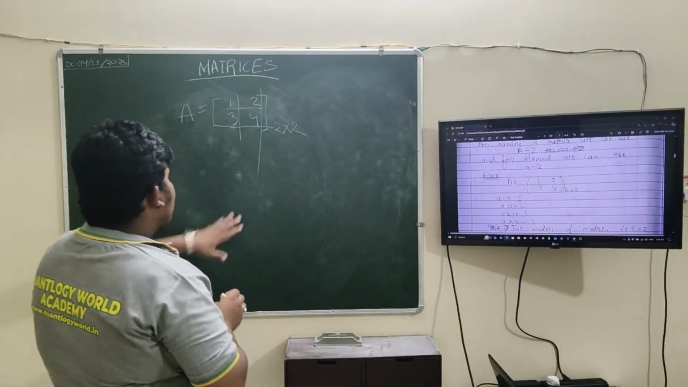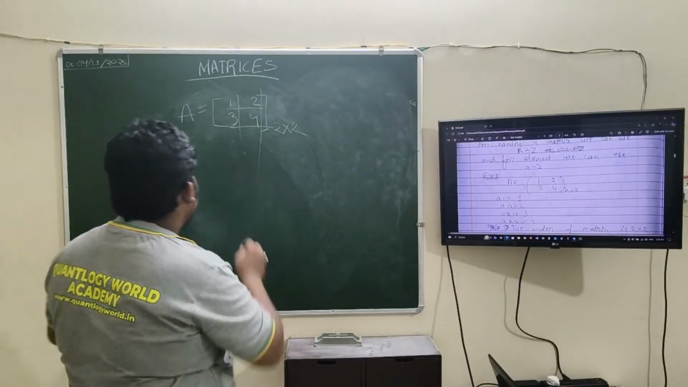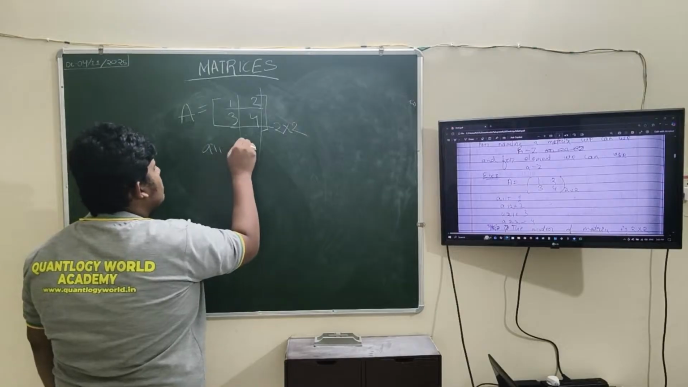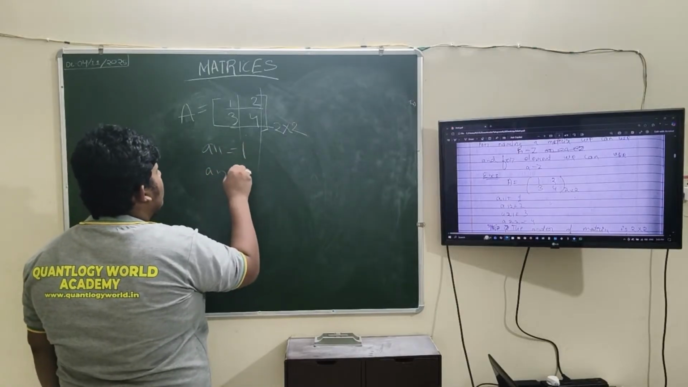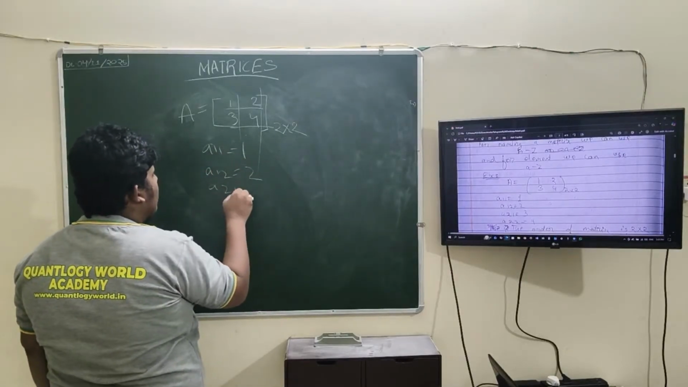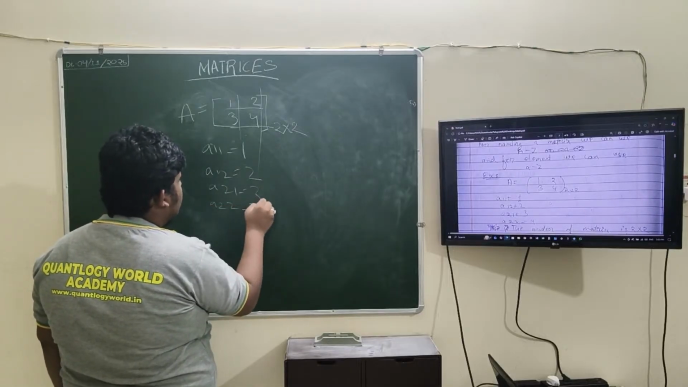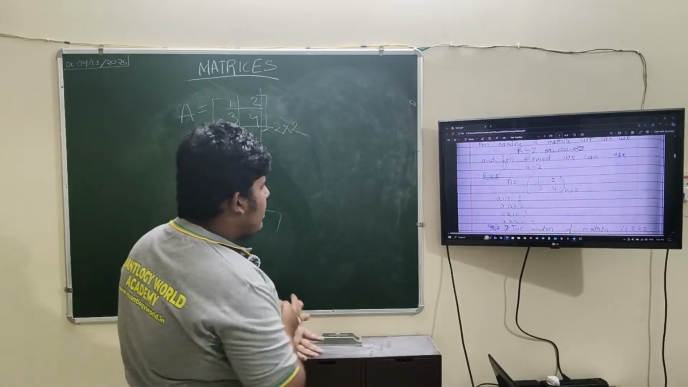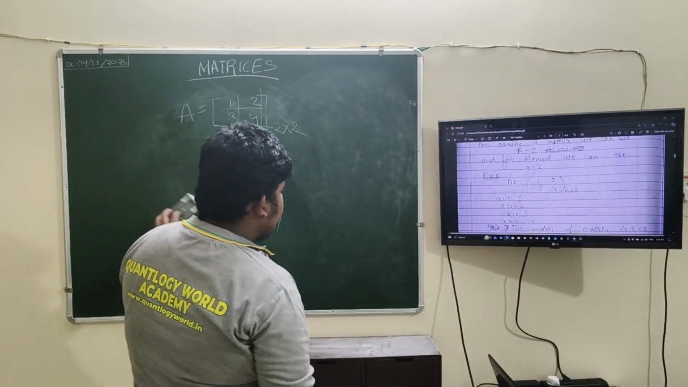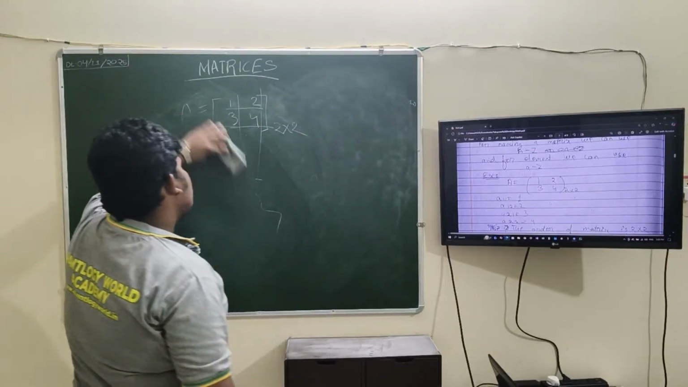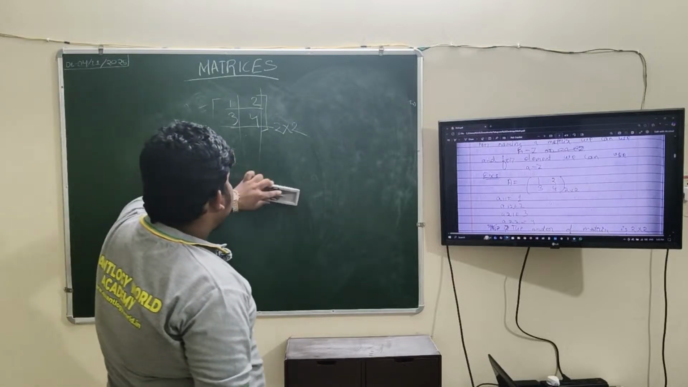So let's see what the elements in this matrix are. A11 is 1, A12 is 2, A21 is 3 and A22 is 4. These are the elements of the matrix, and the order of this matrix is 2 cross 2. Like that we can extend it up to anything.